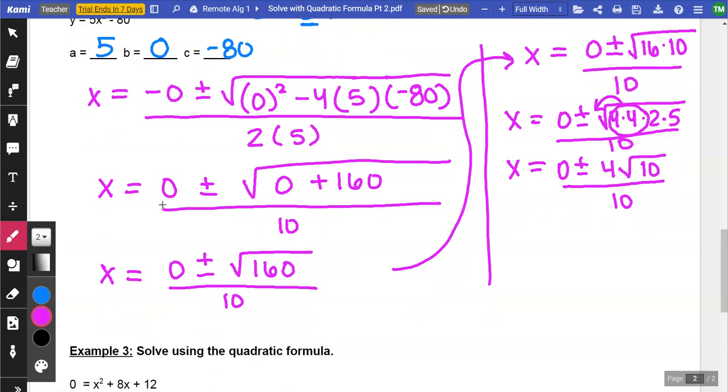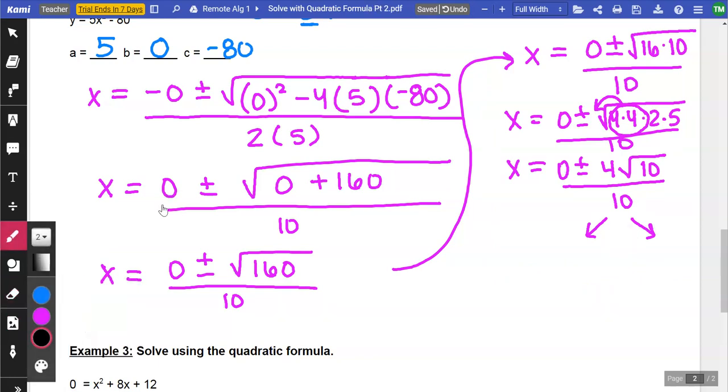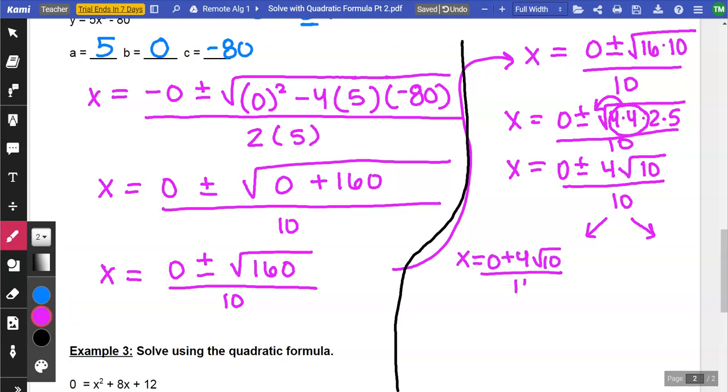All right, so now we have two answers. We're going to split them up here. So x is equal to 0 plus 4 root 10 over 10. And x is equal to 0 minus, I did not leave myself enough room, I'm sorry. I'm going to go back and fix this real quick. So we would have x is equal to 0 plus 4 root 10 over 10. X is equal to 0 minus 4 root 10 over 10.